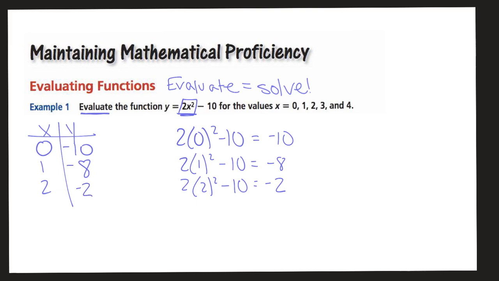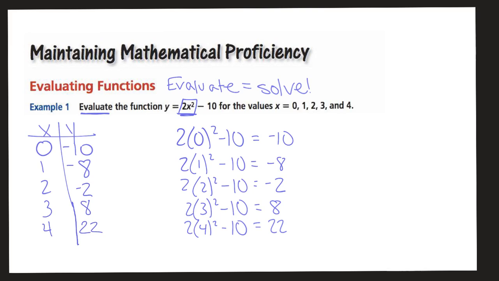All right, and then if we plug in 3, 2 times 3 squared minus 10, so that's 9 times 2, 18 minus 10, that gives you 8. And then the last point is a 4, so plug in that 4. 2 times 4 squared minus 10. That is 32 minus 10, gives us 22. And that is it for this problem. Don't overthink it. Trust your gut, trust your instincts. Plug those x values into your function to get a y value.